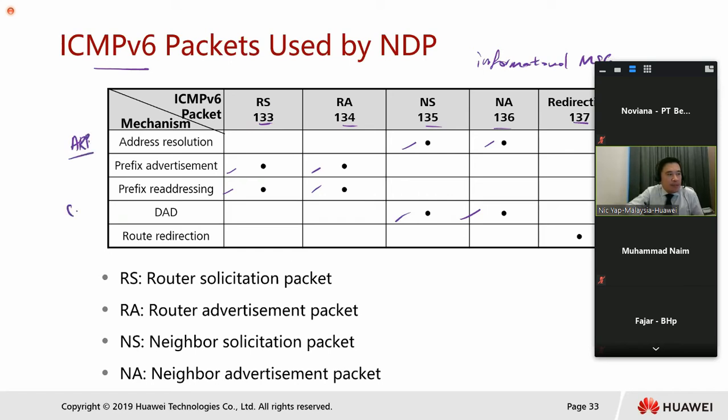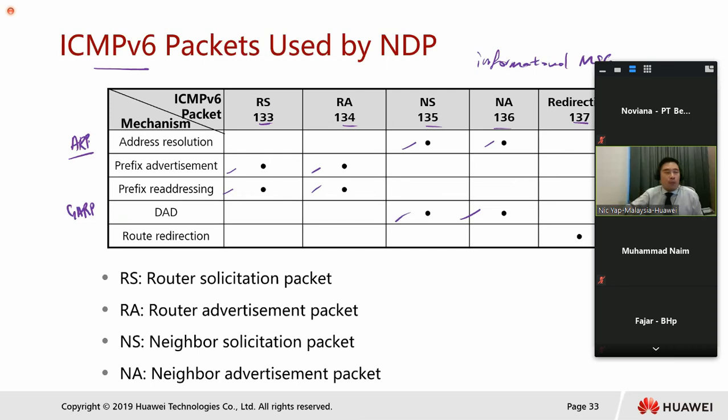ARP and GARP no longer use a dedicated ARP message. They integrate this information into ICMP and perform address resolution and also DAD detection. So they just change the method. Instead of sending broadcast, I carry this information inside IPv6, sent using ICMPv6, by sending NS and NA, neighbor solicitation and neighbor advertisement.